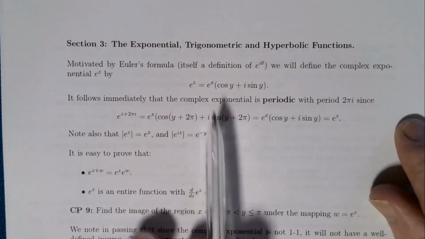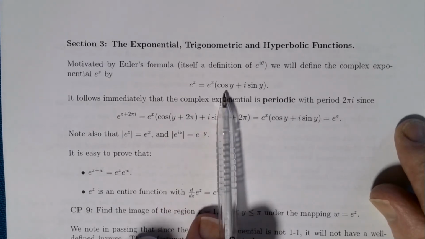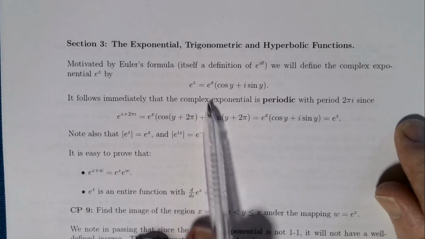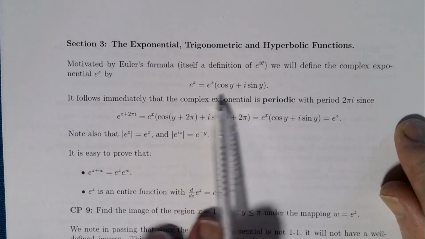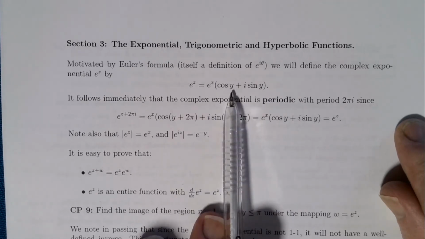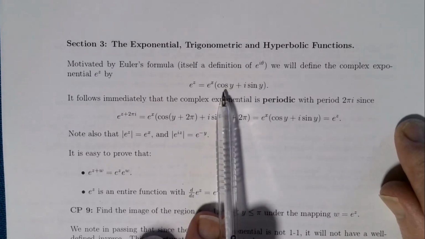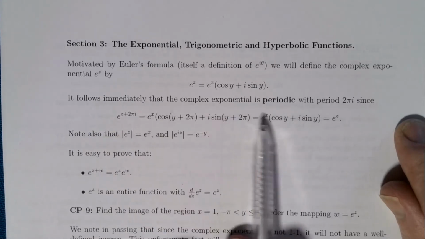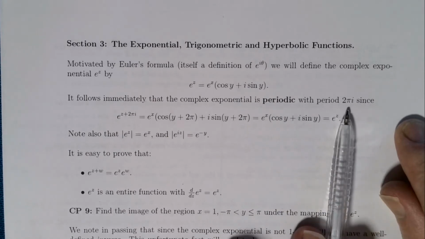So the real part of e to the z is e to the x cos y, and the imaginary part is e to the x sin y. Now, this is a beautiful definition, but of course, if you think about it for a second, you'll see that because cosines and sines are periodic of period 2 pi, the complex exponential is now going to be periodic with period 2 pi i.